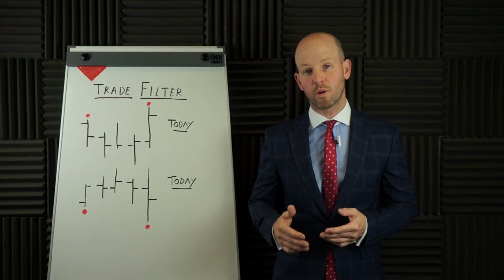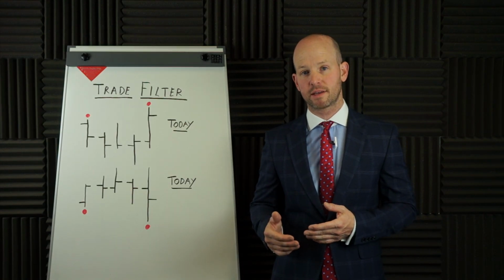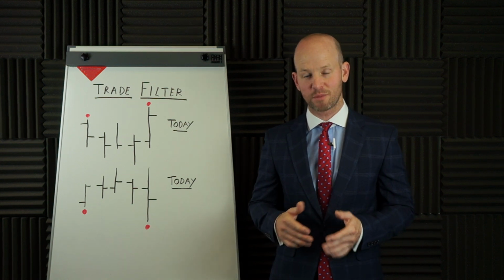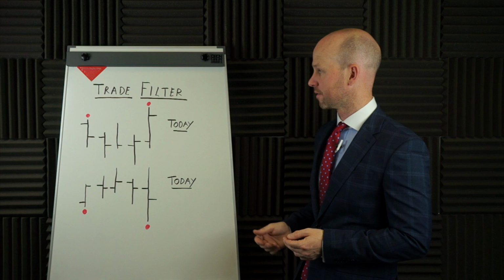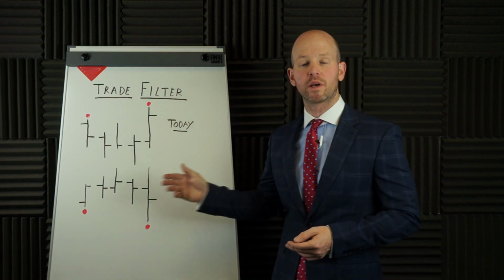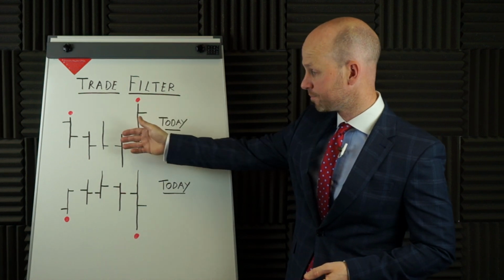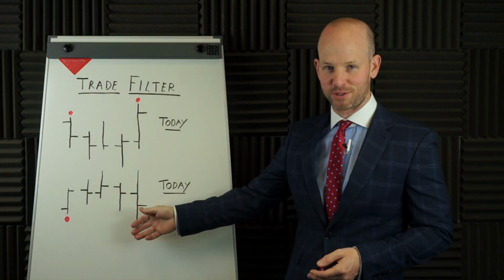So we already know what prices to enter the market at, and we've already talked about the time window to enter in. Now I'm going to explain the trade filter. And for the trade filter, we're going to be looking at the daily bars. We have a long filter, which is the top one, and a short filter, which is the bottom one.